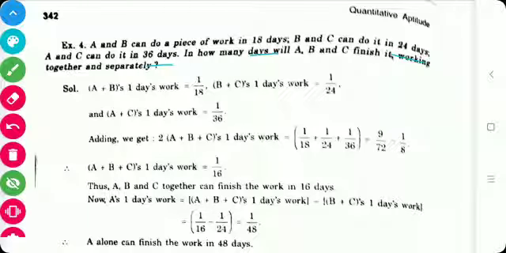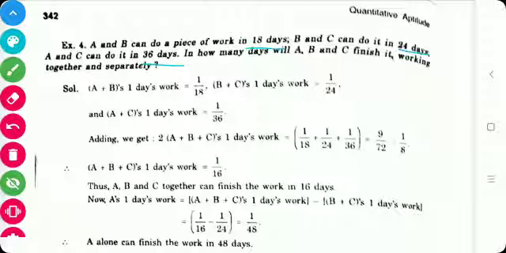A and B can do a piece of work in 18 days, B and C can do it in 24 days, A and C can do it in 36 days. So in how many days will A, B and C finish it working together and separately? So we have to find out the days together as well as separately.